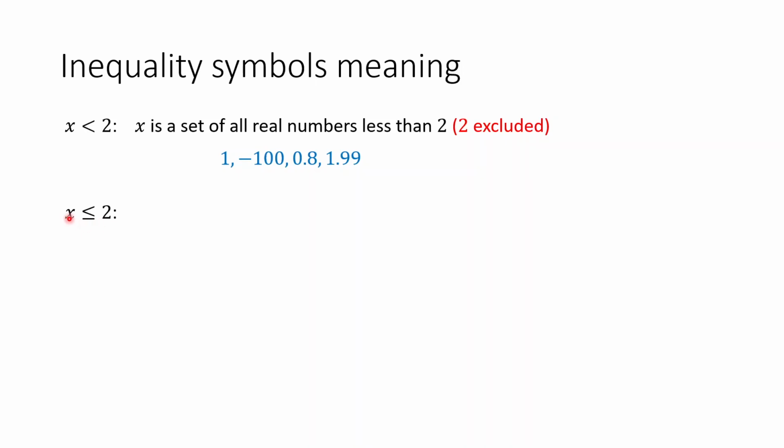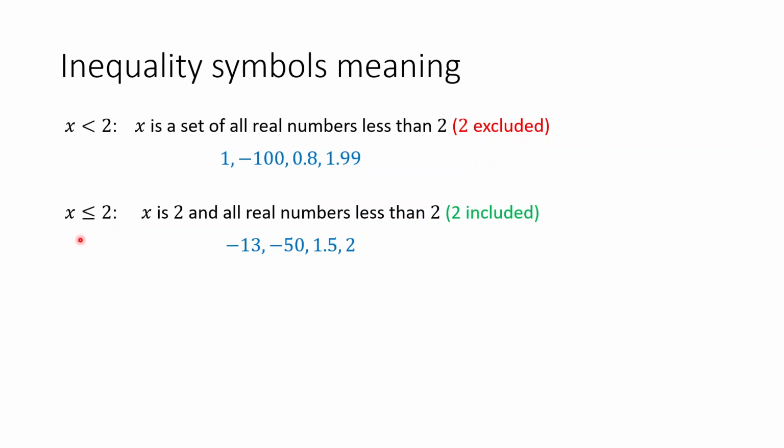Now this one, x less than or equal to 2. This means x is 2 and all real numbers less than 2. In this case, the number 2 is included. For example, this x can be negative 13 because negative 13 is less than 2. X can be negative 50, x can be 1.5, and also x can be equal to 2.